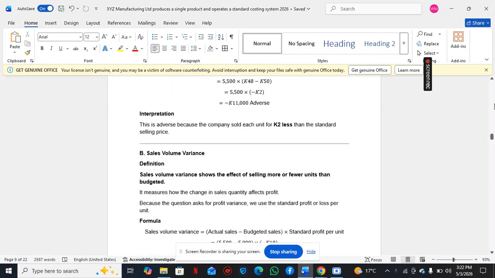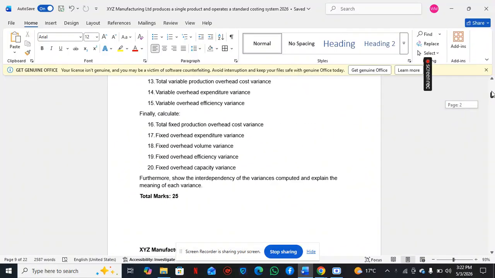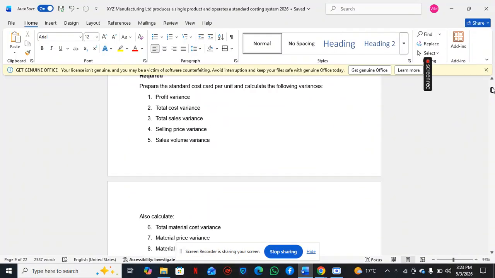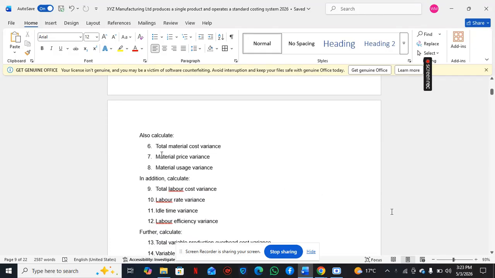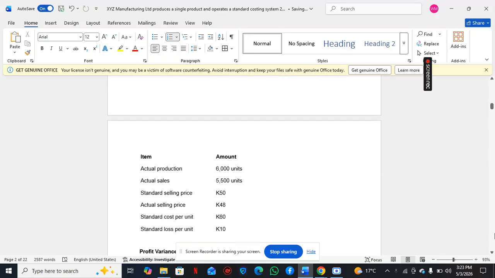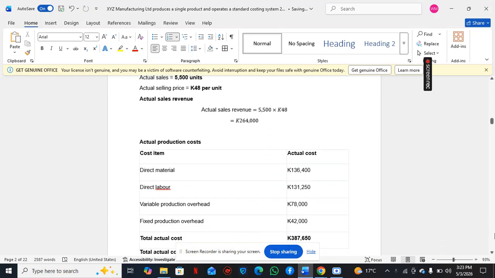Okay, so we're still dealing with XYZ, and we're now calculating these three: the total material cost variance, material price variance, and material usage variance. Okay, so the total material cost variance: did we spend more in terms of material costs, or did we spend less?